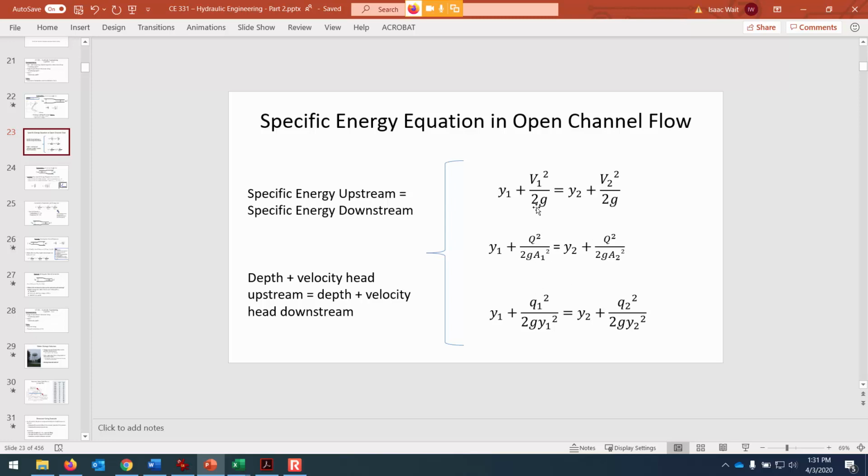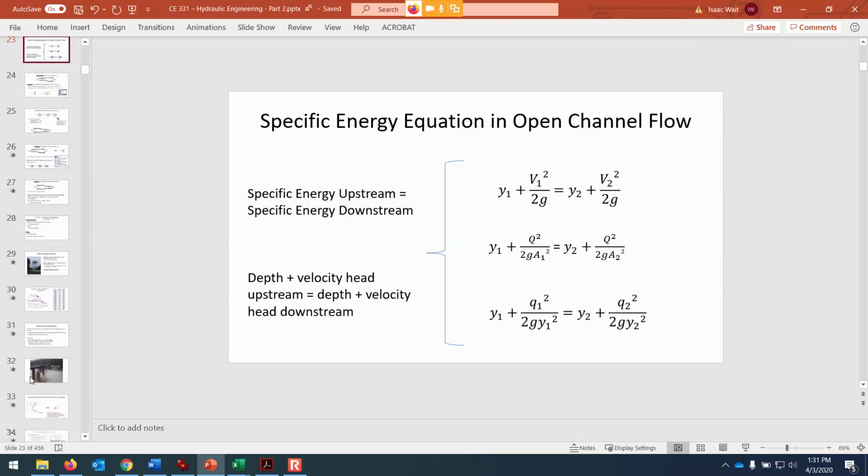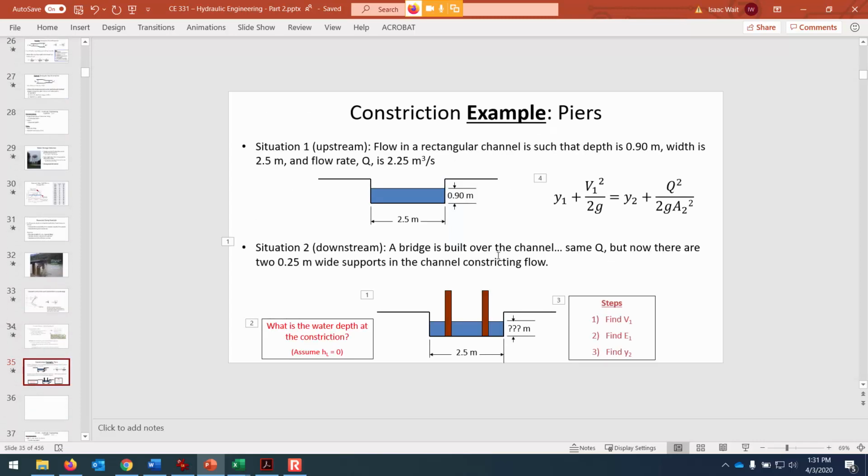So what I did was I took the first part of the equation here, so this, the energy at 1, is equal to the energy at 2. And now in this example, the reason why we did that is you can find the velocity at 1 directly, but you're not going to at first know what was the velocity at 2. But you will know the flow at 2.